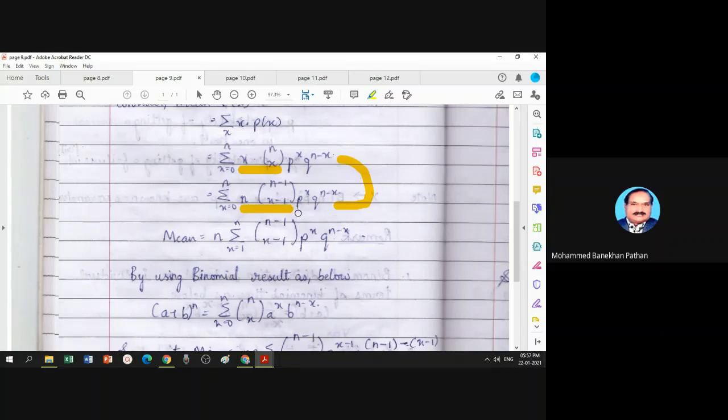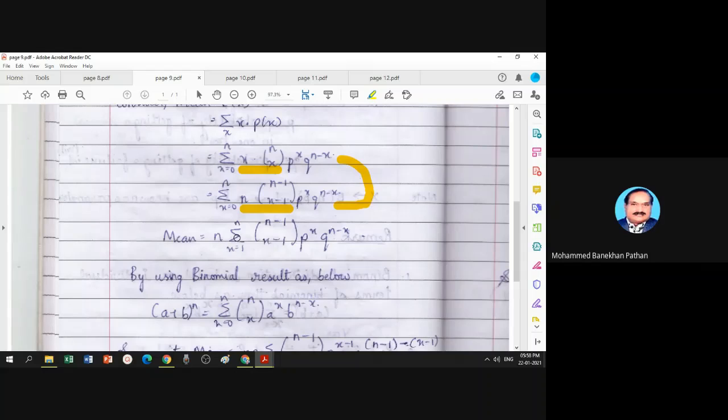So what is your homework? You have to prove x multiplied by nCx equals n times (n minus 1) choose (x minus 1). This is the homework. The rest is the same. Now in this step, n is a constant without x, so it remains constant for all x. So we took it out of the summation.